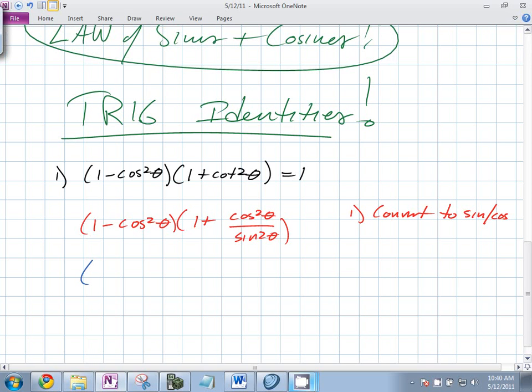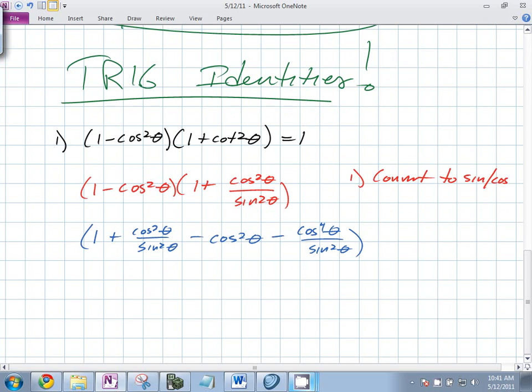Yeah, exactly. So we end up with 1 plus cosine squared theta over sine squared theta minus cosine squared theta, minus what? Cosine to the what power? 4. Cosine to the 4th theta, all over sine squared theta. Absolutely. So what did we do there? We multiplied out. Now, what should we do? Someone raise their hand and tell me what you see. There's something really key in there you should see.